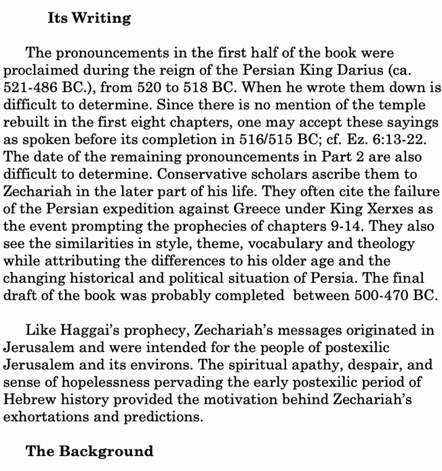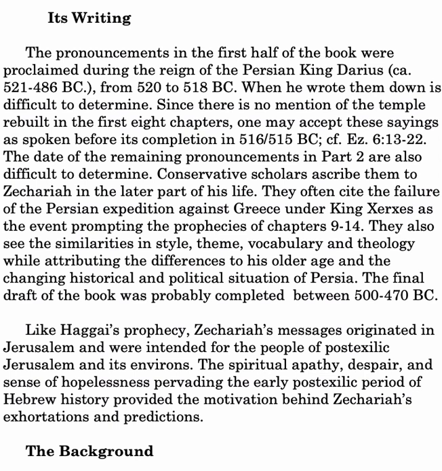The pronouncements in the first half of the book were proclaimed during the reign of the Persian King Darius, 521 to 486, from 520 to 518 BC. So that's when the pronouncements took place, from 520 to 518, in the first half of the book. When he wrote them down, it's difficult to determine, since there is no mention of the temple rebuilt in the first 8 chapters. One may accept these sayings as spoken before its completion, so we're certainly before 516.